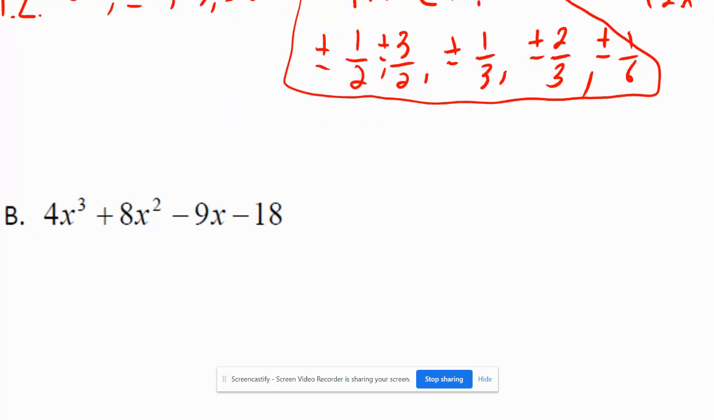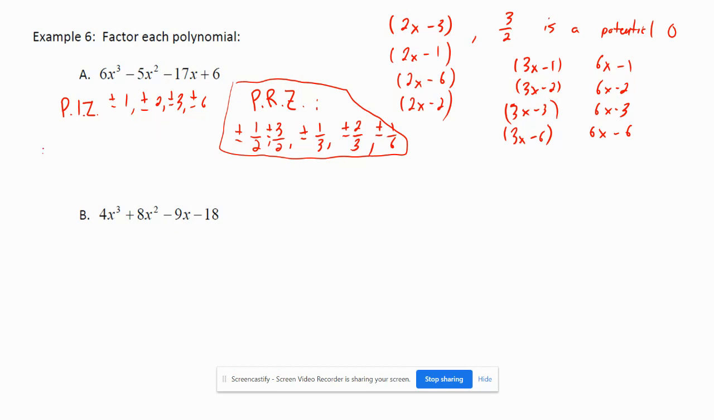Okay, what is p of 1? I'm going to use my calculator for this. I get negative 10. Did not work. Let's try p of negative 1. It gives me 12. Let's try p of 2. P of 2 equals 0. Therefore, x minus 2 is a factor.